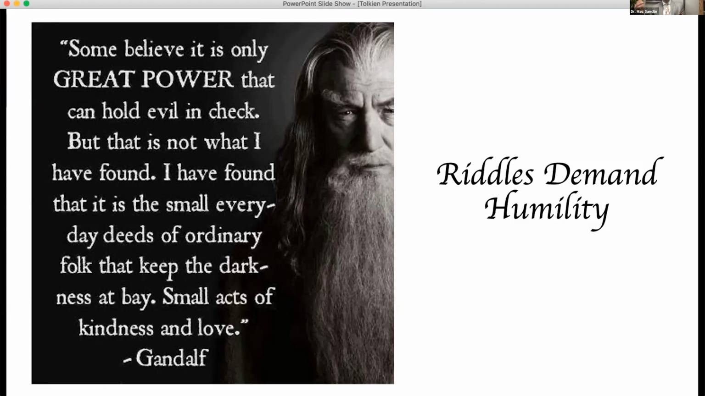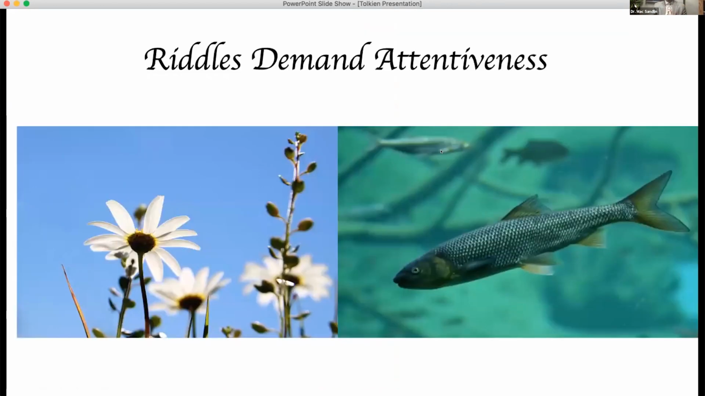That's how Gandalf is. And that's why when it comes, Gandalf laughs. And it's interesting to think, at whom is he laughing? Oh, he's laughing at himself. Here I was, the big, powerful, all-knowing wizard, but really what was needed was just a friend. And he remembers. Okay, so riddles require a Gestalt switch. They demand humility. They demand attentiveness. A little shorter on this one.